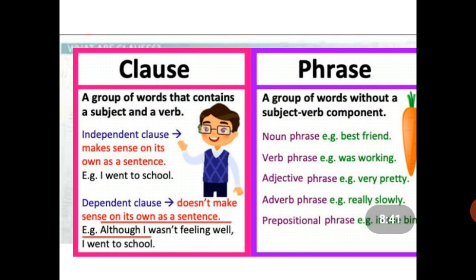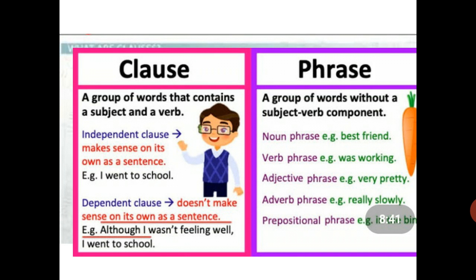Now look at this, clause and phrase. So remember the definition and understand first of all the definition. Clause means a group of words that contains a subject and verb. Very easy. What is phrase now? A group of words without a subject verb component. Okay. So simple, just understand.